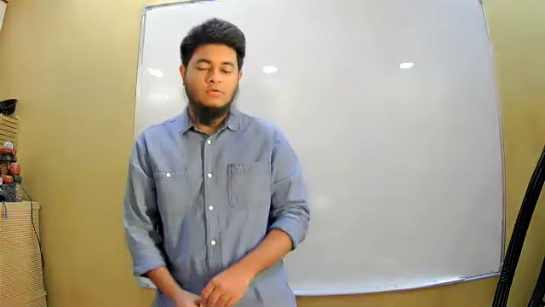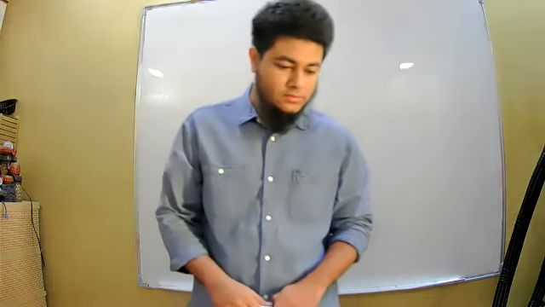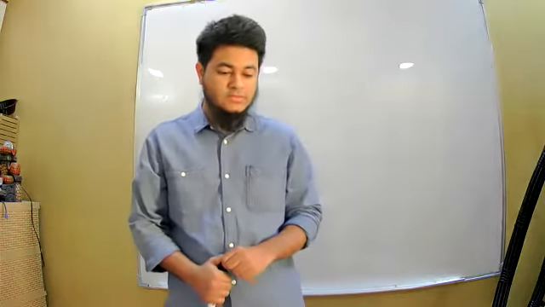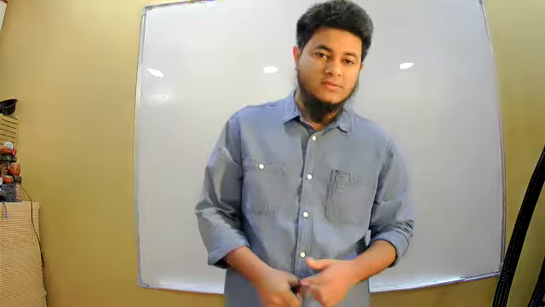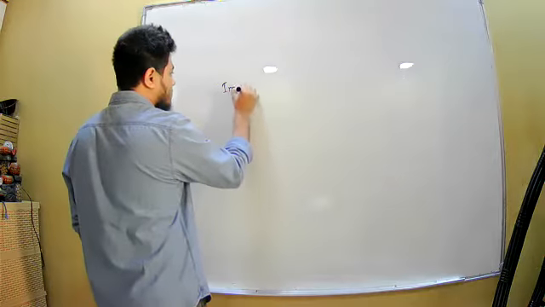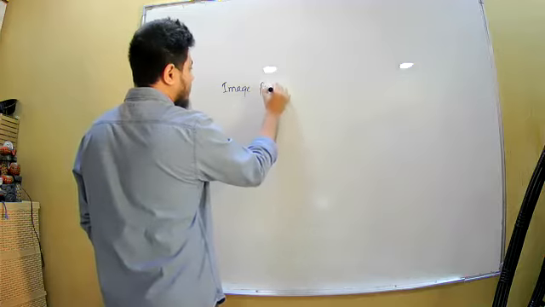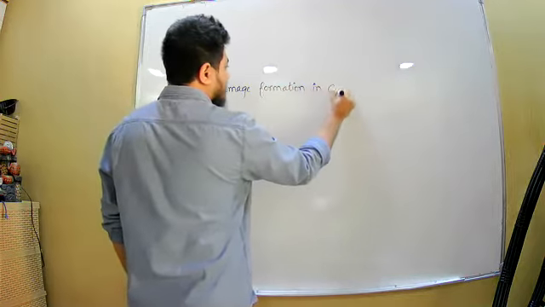Bismillahirrahmanirrahim. So, in the last class, we studied about the image formation in convex lens, right? And I showed you six different positions of the object for convex lens. Now, today we will see, inshallah, how the image is formed in concave lens. Okay. So, image formation in concave lens.